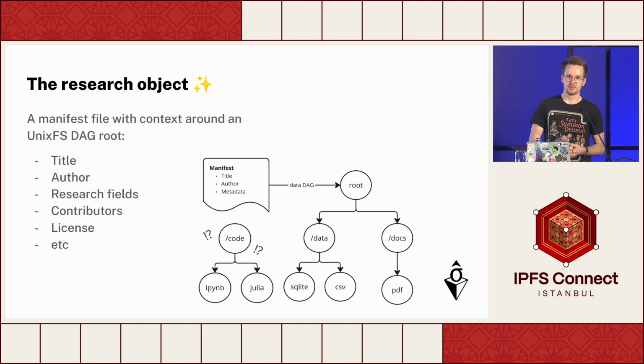But there's an issue here. What if the author wants to update this and add a code directory to this file tree? Because as we know, this would change the CID of the data structure and hence also the CID of the manifest file. So how do we keep track of this? How do we solve the versioning problem?